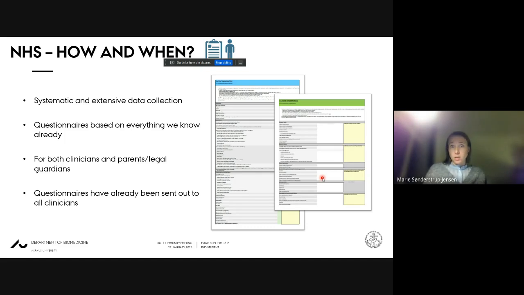And the status is that the questionnaires have been sent out to all of the clinicians that have agreed to participate in the natural history study, and we have received a few back, but I think this is a process where we need to figure out, because we really want it to be systematic and we want it to be complete, we need to go a bit back and forth to make sure that everything is filled out correctly and satisfactory.